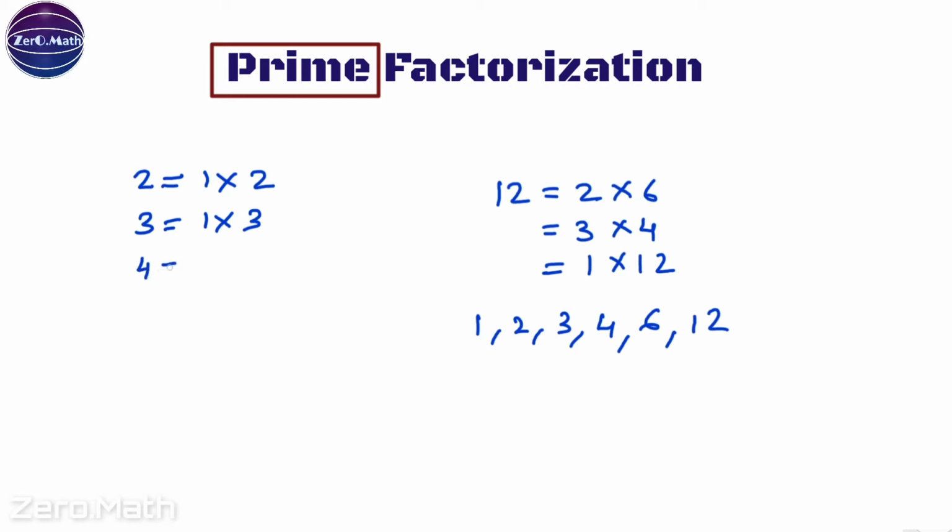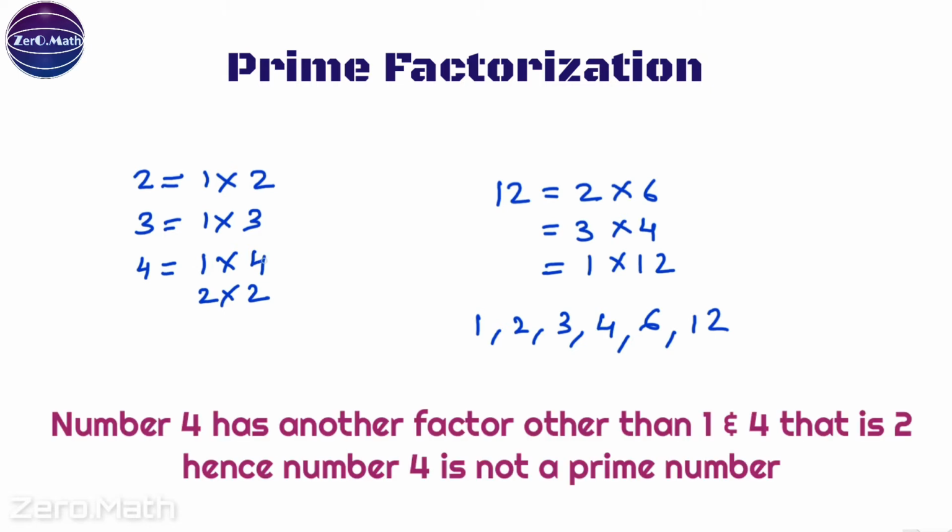Number 4, I can represent as 1 into 4. However, I can also represent it as 2 into 2. So you can see number 4 has number 2 as a factor. So it has an additional factor other than number 1 and the number itself. Hence number 4 is not a prime number.